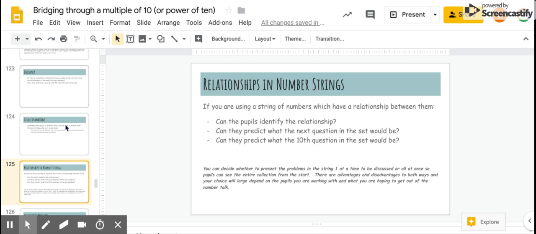Extending their thinking around relationships in number strings. For example, pupils who are already solving problems flexibly and efficiently and can clearly articulate their thinking could be asked to consider what the next question would be if there is a pattern and relationship between them, or what the 10th question would be, and so on. Other ideas for ways that the thinking could be extended are also provided.